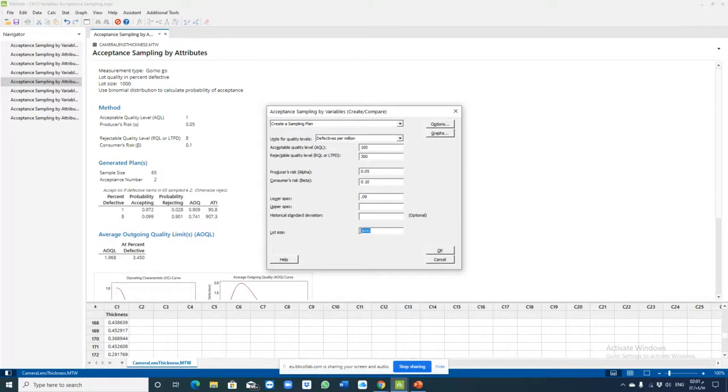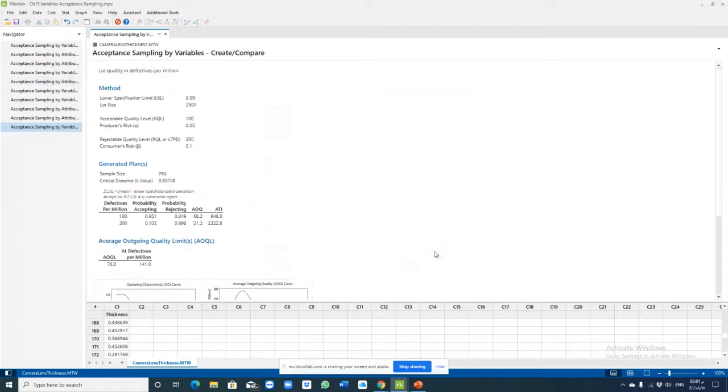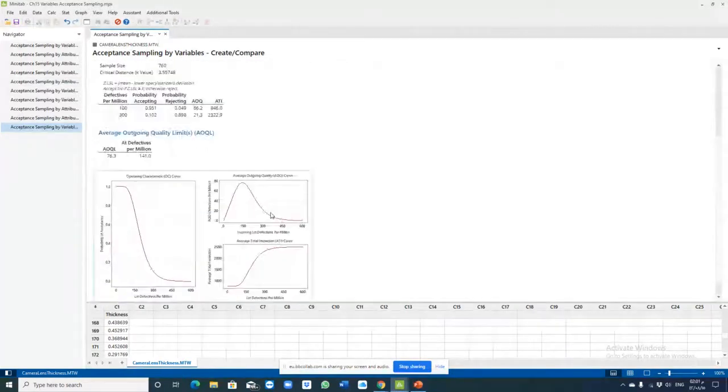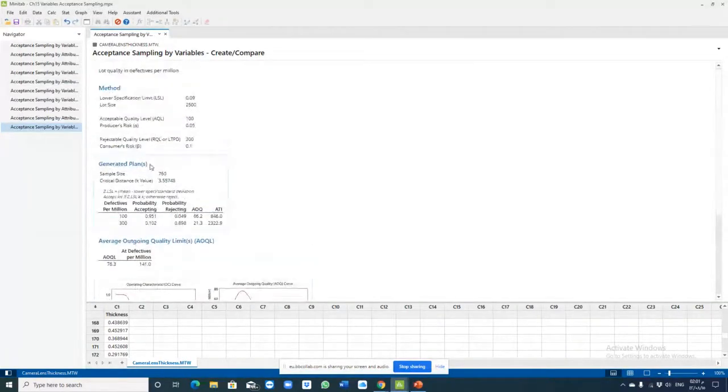The lot size we have in our case is 2,500. Now it should work. Yes, now it is working. Then we go to find first what is going to be the sample size that you are going to collect randomly among the 2,500 lot. You collect 760 items as a sample, and you make the decision based on a value here called the critical distance. We will talk about that.